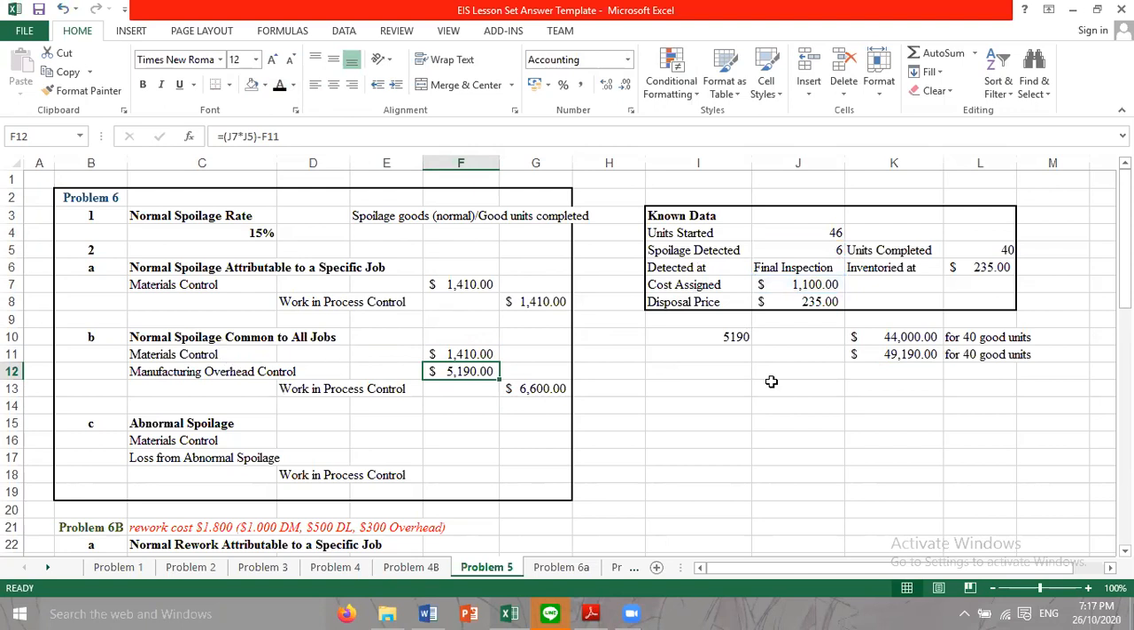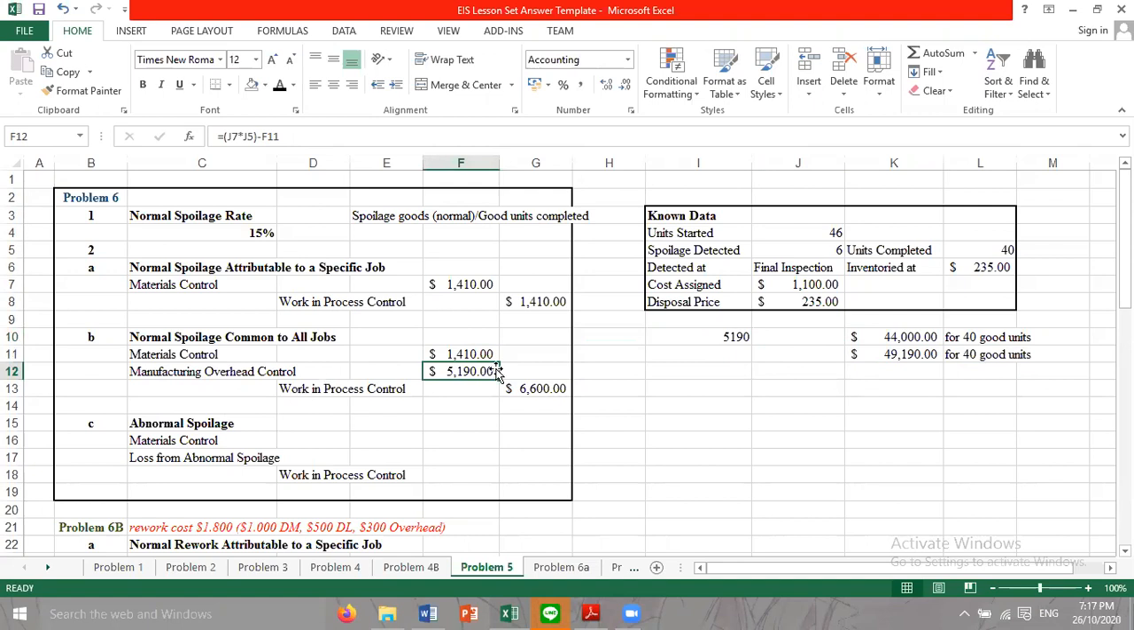As you can see, in the first scenario, the $5,190 is allocated to this specific job, to this specific batch of good units. However, if we think it's common to all jobs, we allocate the $5,190 to manufacturing overhead control instead. That's practically how it works in principle.